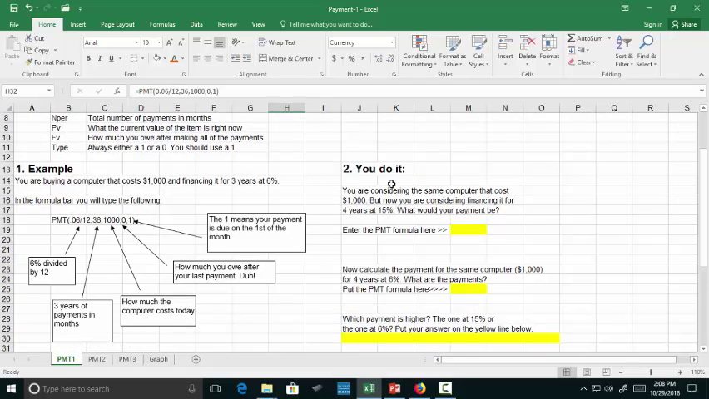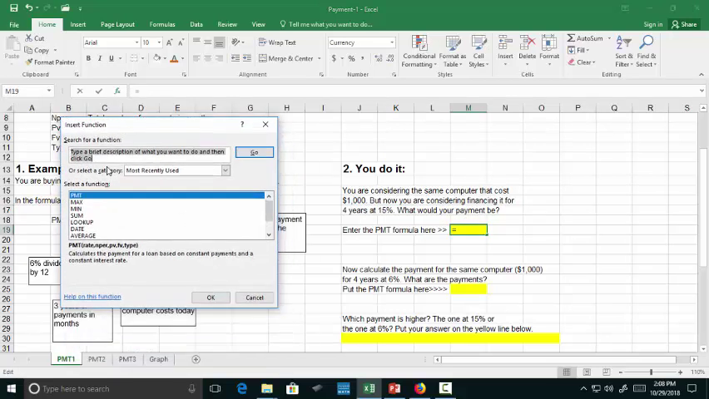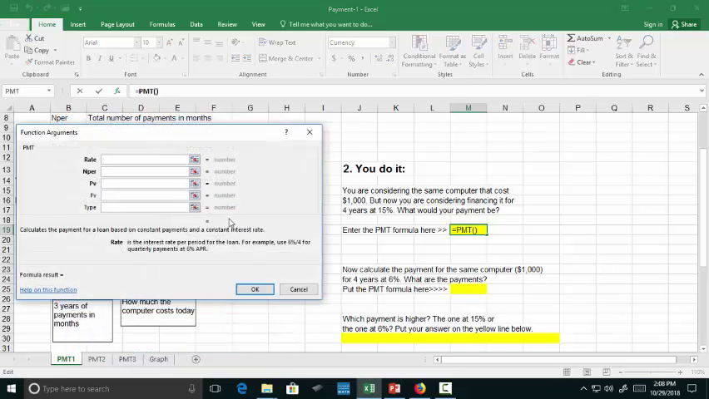Now let's go ahead and do number 2. Now suppose we are buying the same computer, but now it's been financed for 4 years at 15%. What would be your payment? So now let's enter the formula. You select the insert function command and then select the payment option.